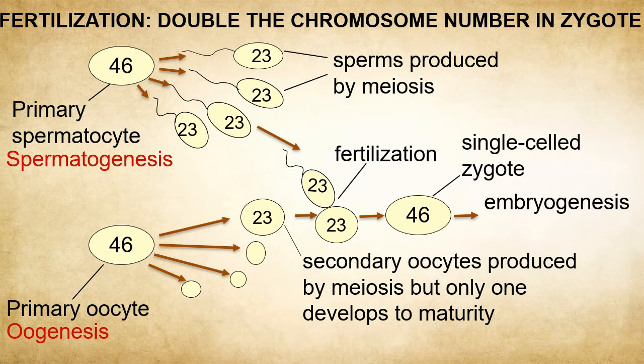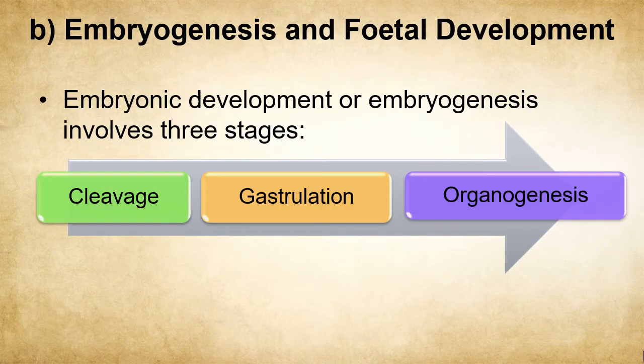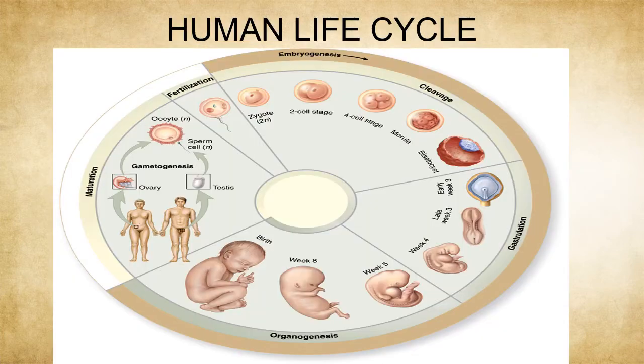As a conclusion, in sexual reproduction, meiosis halved the chromosome number in gametes, and fertilization doubled the number again in the single-celled zygote. The zygote will undergo cell divisions to form a multicellular fetus through embryogenesis. After fertilization, the zygote undergoes embryonic development, or embryogenesis, involving 3 stages, which are cleavage, gastrulation, and organogenesis.